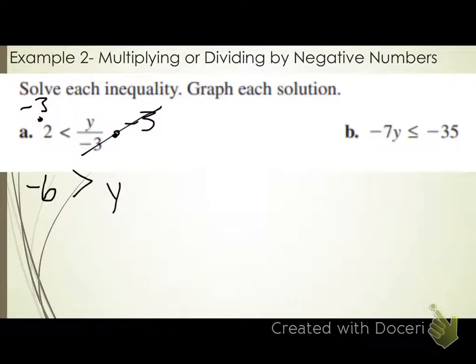Does everyone see why it's flipped? The number that I multiplied by on both sides of my inequality is the same negative number, correct? So in order to produce an equivalent inequality, I've got to flip that inequality symbol. So here's my solution. Questions on A? That's the only twist for today. If you multiply or divide both sides by a negative, flip the inequality symbol.